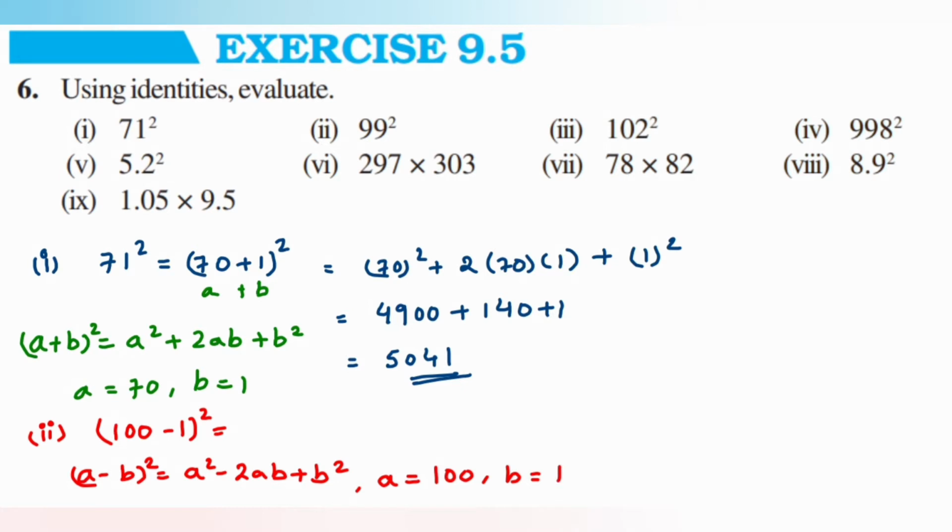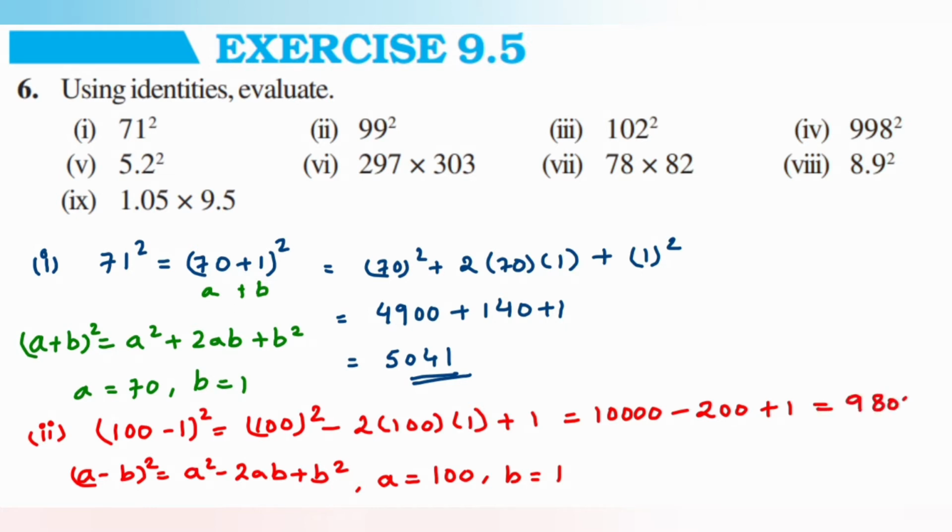So this is equal to 100 square minus 2 into 100 into 1 plus 1. So this is equal to 10,000, sorry, it's minus 200 plus 1. So when you solve it, we'll get this is equal to 9801. So this is the second answer. Now we'll move on to the third one.